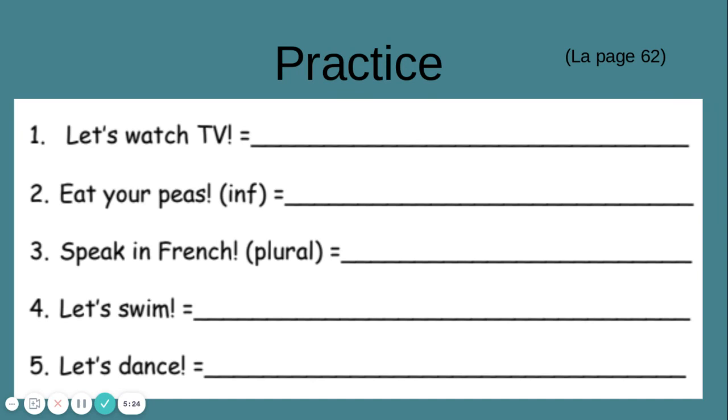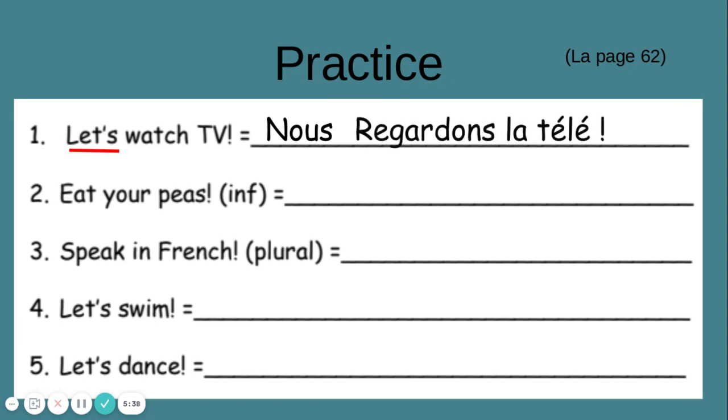Let's watch TV. Why don't we start it as a normal sentence? So the let's would be nous. Then watch, figure what's the verb for watch, regarder, conjugate it, take off the er, add ons, add step 3. Nous regardons la télé. We are watching TV. Make it a command by taking away, poof, nous. Regardons la télé. Let's watch TV.